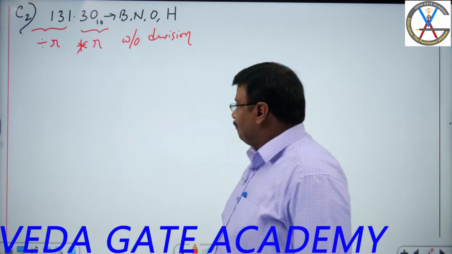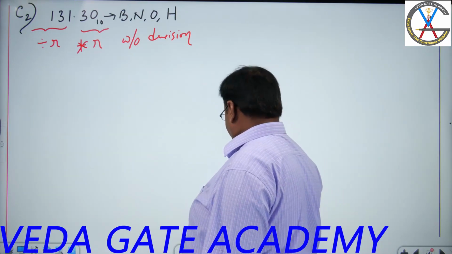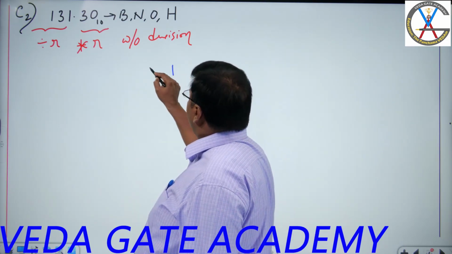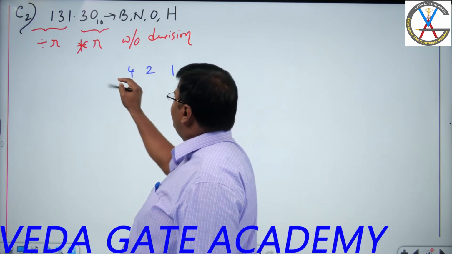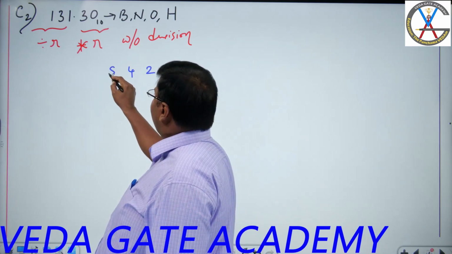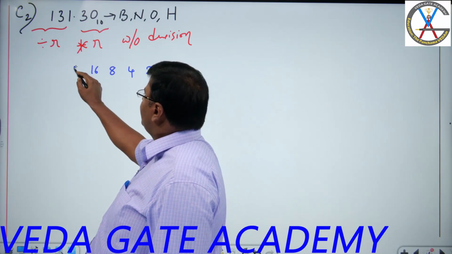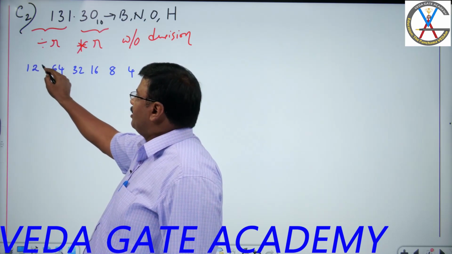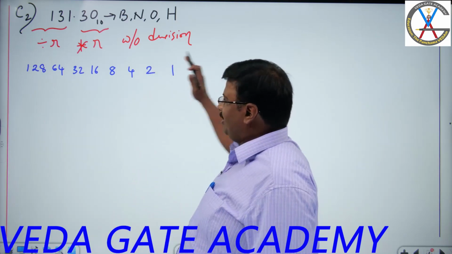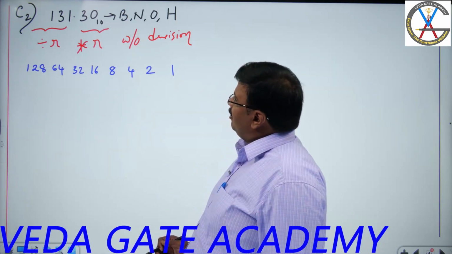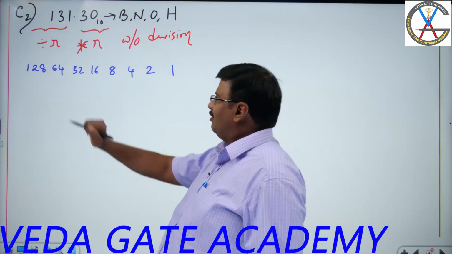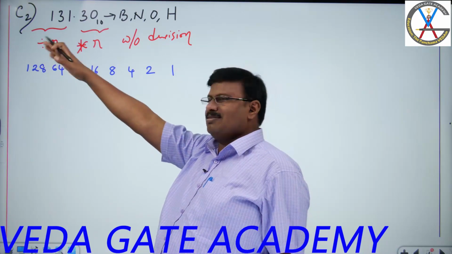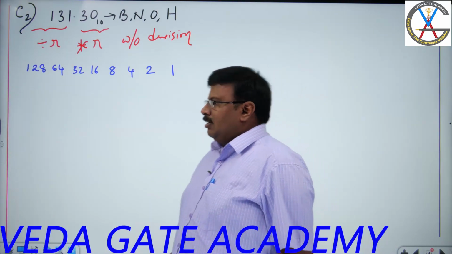Shall we? I'm just taking binary weights 1, 2, 4, 8, 16, 32, 64, 128. And this is the sequence of binary weights. And the number is 131. Nearest is 128. I do not need beyond; 256 will be excess to the requirement. Now, let me give you the answer.